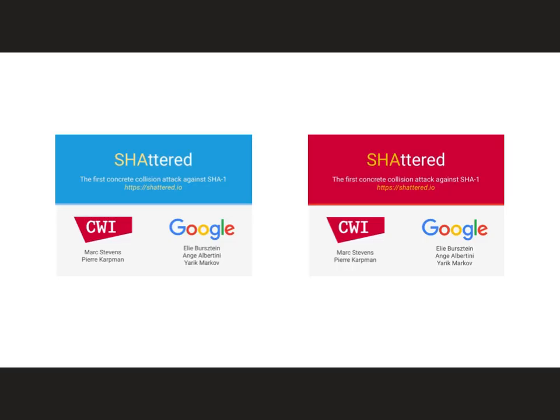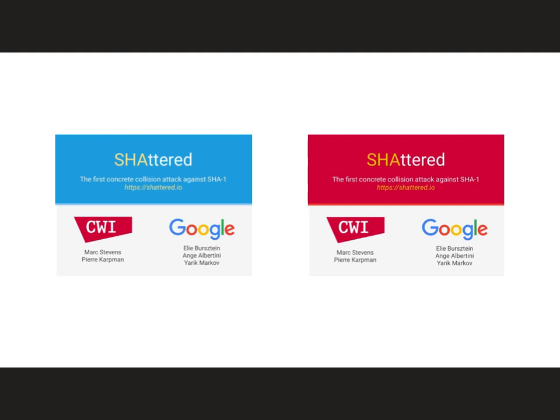On February 23rd, 2017, more than 20 years after SHA-1 was first introduced, Google announced the first practical technique for generating a collision for SHA-1. This represents the culmination of 2 years of research that sprung from a collaboration between the CWI Institute in Amsterdam and Google. As a proof of the attack, they released 2 PDFs.